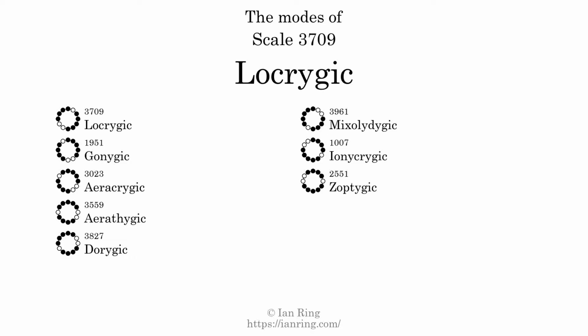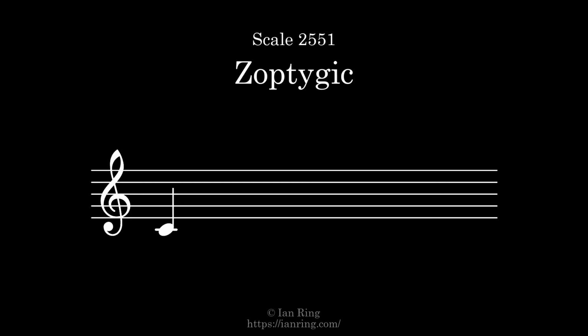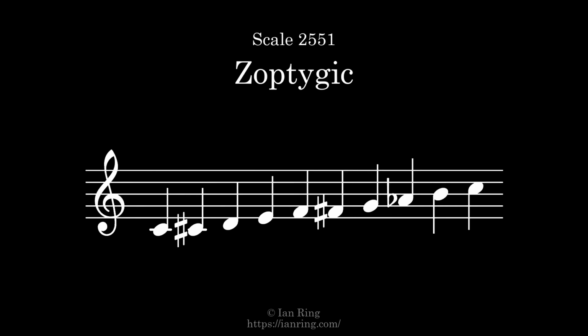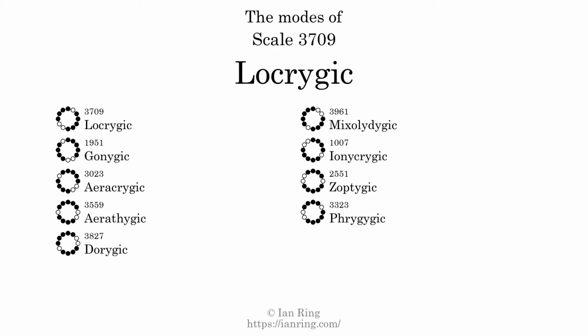The eighth mode is scale 2551, also known as Locrygic. It sounds like this. The ninth and last mode is scale 3323, also known as Phrygigic. It sounds like this.